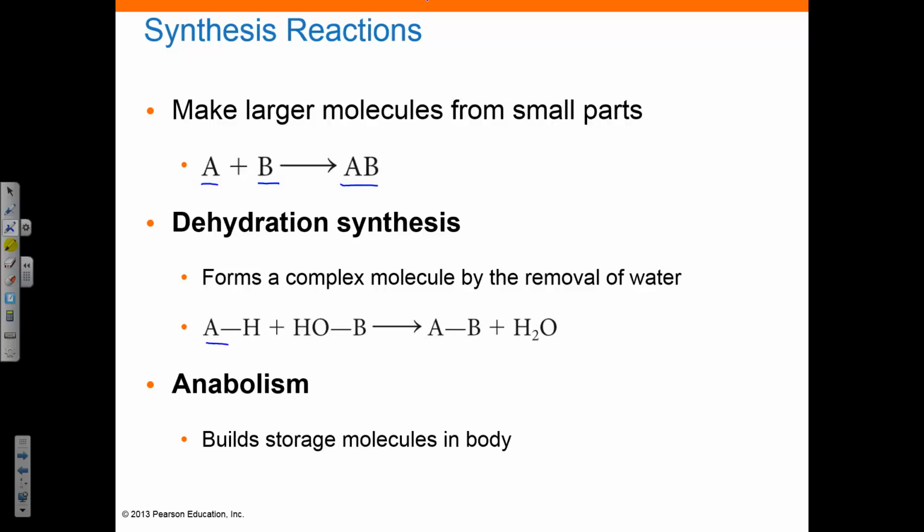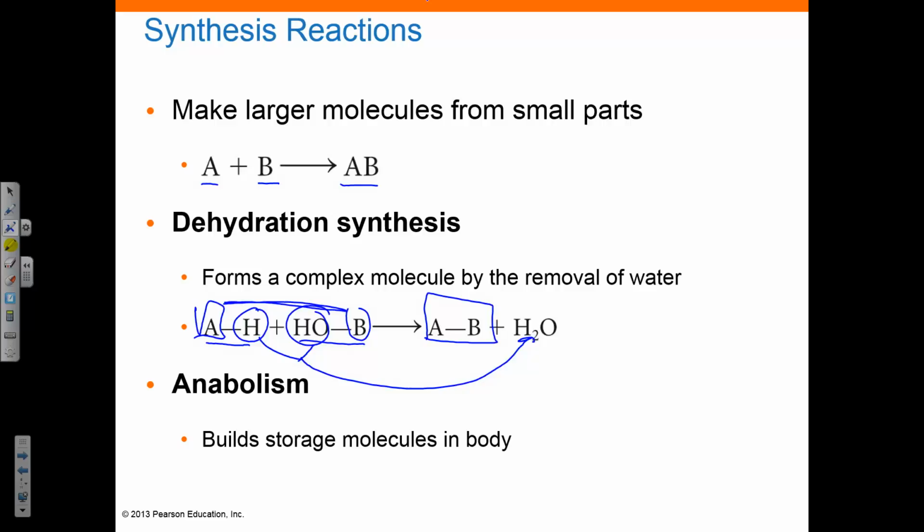So here we have two smaller components. The H from this component as well as the OH from this component will combine to form water as a product. This leaves A and B bonded together in a larger molecule represented by AB. The newly formed bond between A and B is a source of stored energy. This is an example of anabolism, the synthesis of a new compound that acts as a storage molecule in the body.